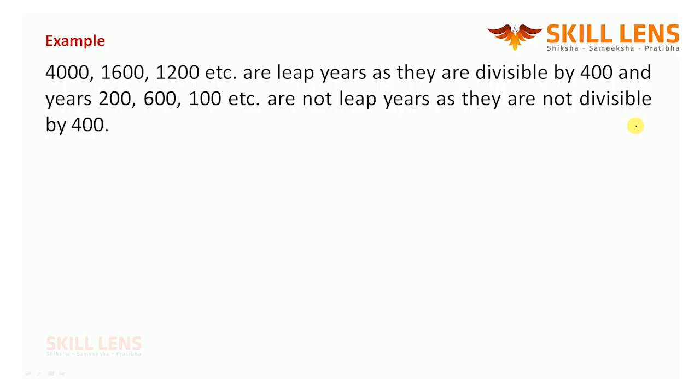Okay, so a week consists of how many days? Obviously, a week consists of 7 days. So that's why we are dividing the whole number of days by 7. What I'm trying to tell you is this: 4000, 1600, 1200, etc. are leap years, and they are definitely divisible by 400. And years 200, 600, 100, etc. are not leap years because they are not divisible by 400.